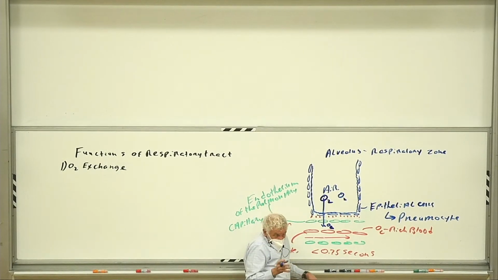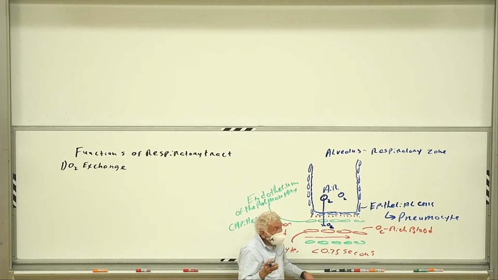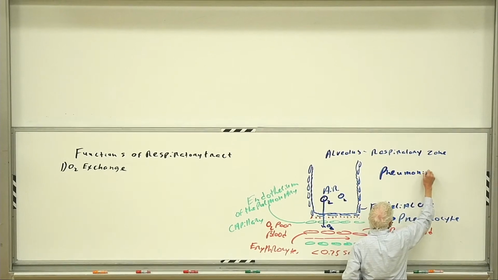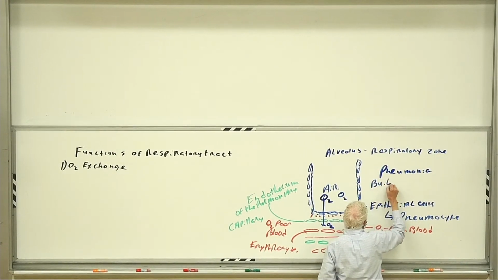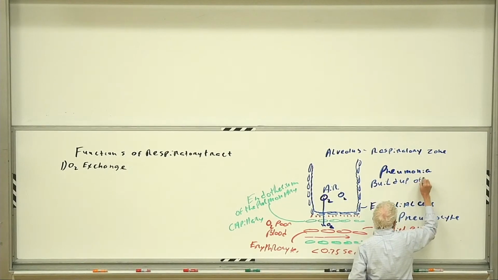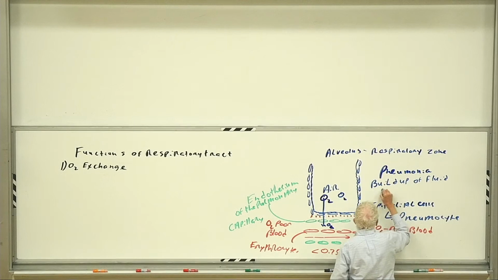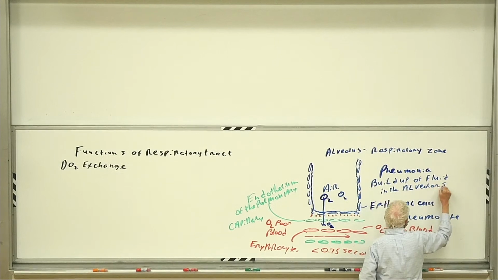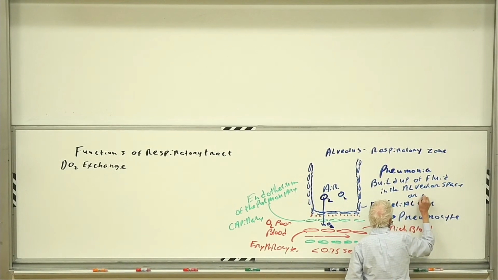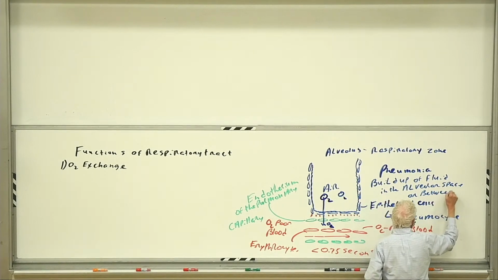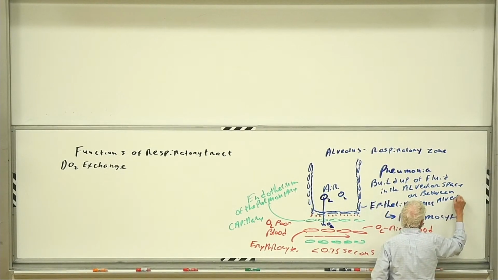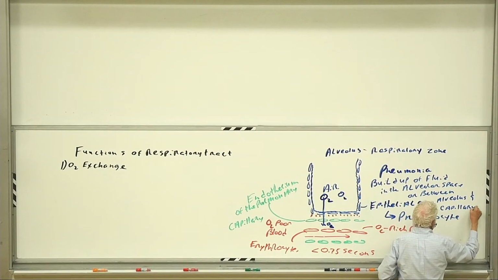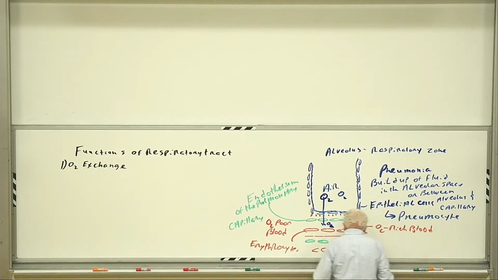Now, one of the things I want to point out here, because it's something that's affecting our lives right now, is the idea of pneumonia. Pneumonia is the buildup of fluid in the alveolar space or between alveolus and capillary. This is sometimes known as interstitial pneumonia.